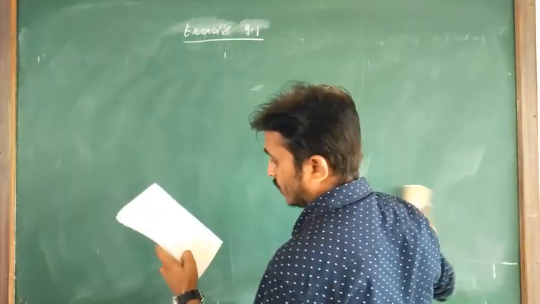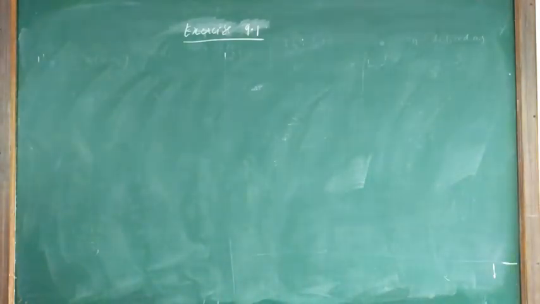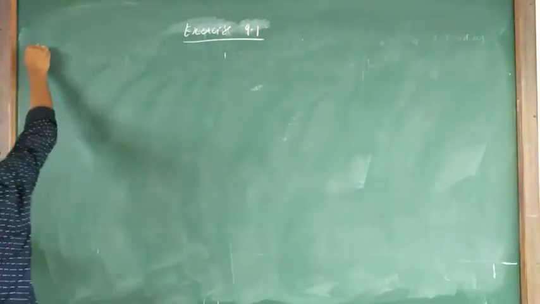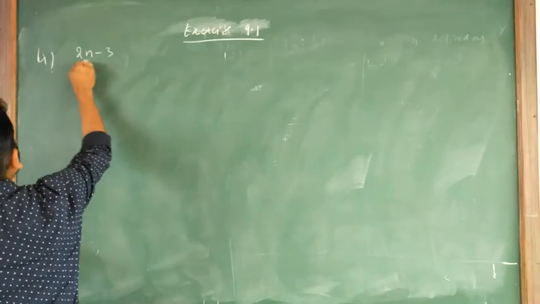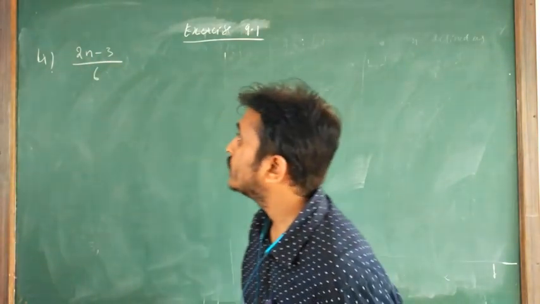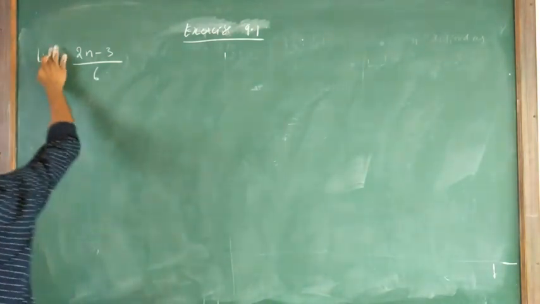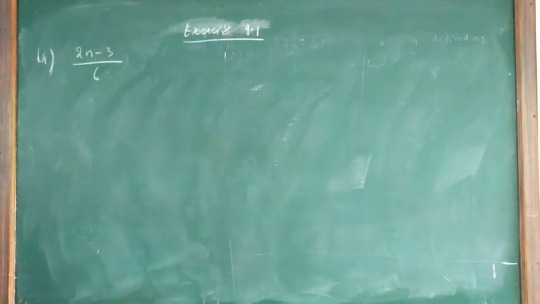Next one, an equals 2n minus 3 divided by 6. Fourth question: 2n minus 3 divided by 6. Here also we have to find the 5 terms. Put n equals 1, 2, 3, 4, 5. Same process.